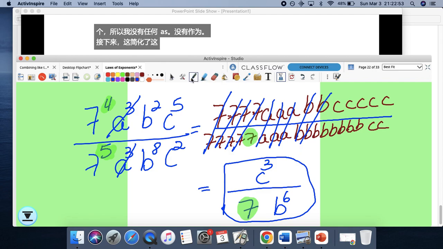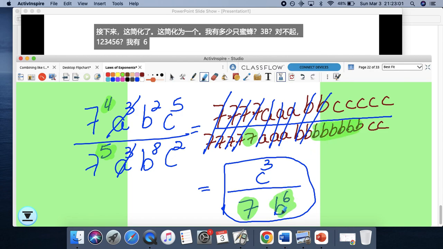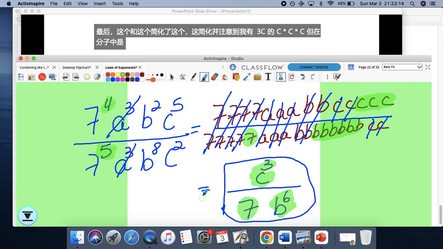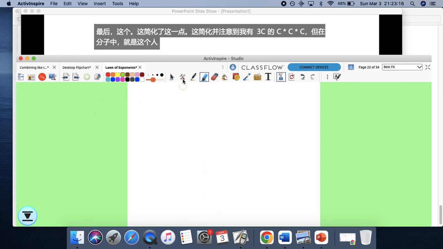Next, this simplifies to 1. And how many b's do I have? I have 6 b's. And there you go. And lastly, this and this simplifies, this and this simplifies. And notice that I have 3 c's, c times c times c, in the numerator, which is this guy right here. Okay, just one more.